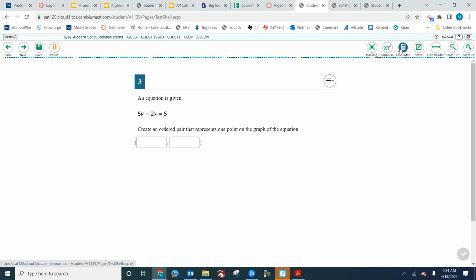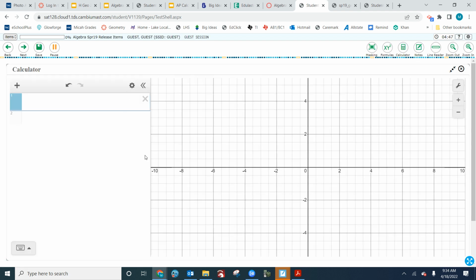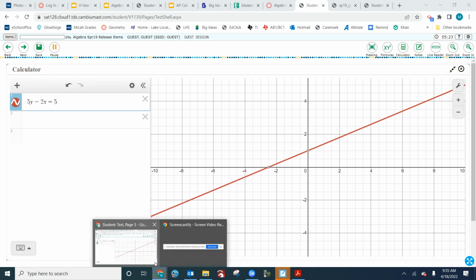I use Desmos. Guys, use Desmos. 5y minus 2x equals 5. Enter. Hey, look, there are your answers. There's the y-intercept point, 0, 1, and negative 2.5, 0. We've got 0, 1. I wouldn't list that point. Do you see how you should use your intercepts? Otherwise, it's going to get really ugly. Use the intercepts.